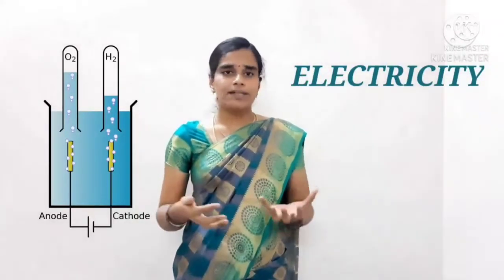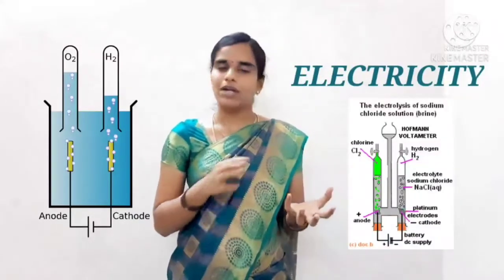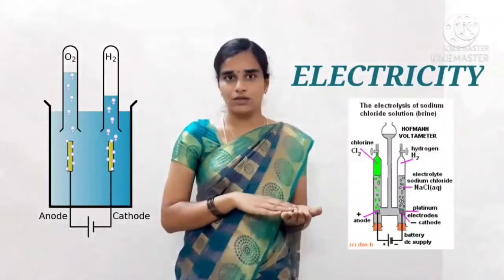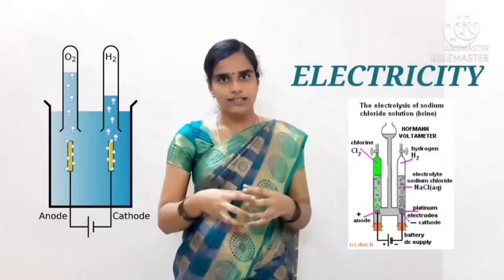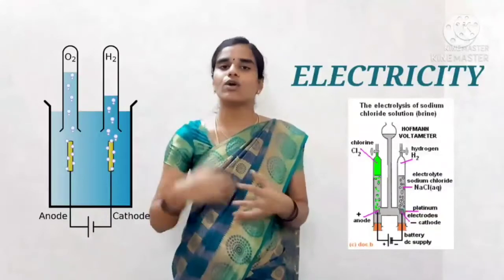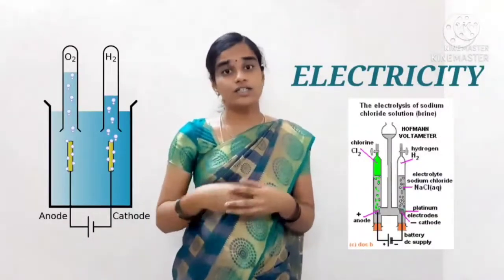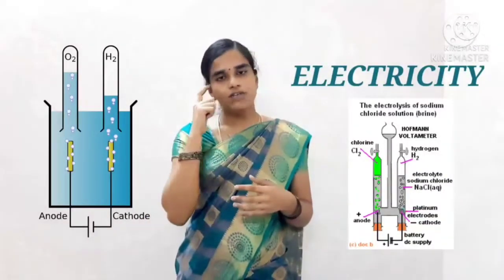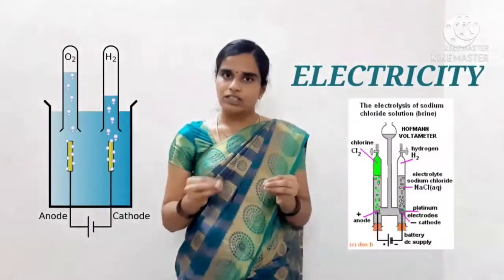Another example is brine solution. Brine solution is nothing but sodium chloride solution, and if I electrolyze it, I can see the evolution of chlorine gas. It is a very industrially important preparation of chlorine gas. So reactions that need electricity are called electrolysis or electrochemical reactions.